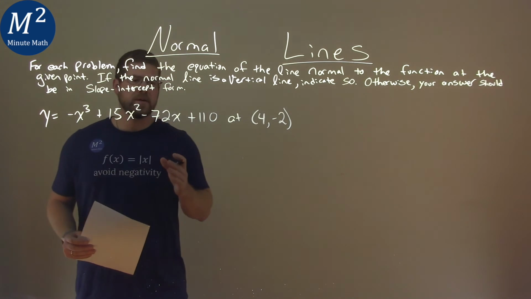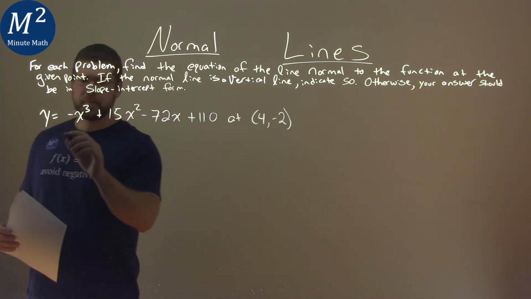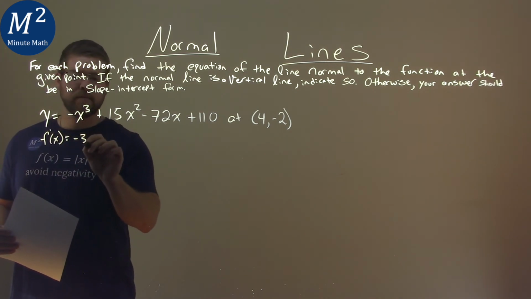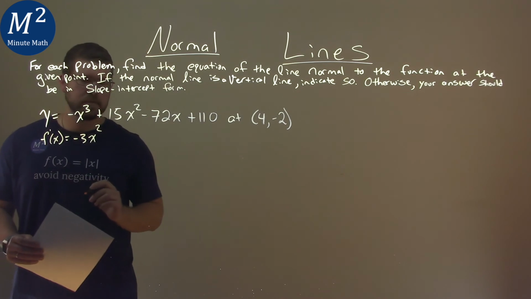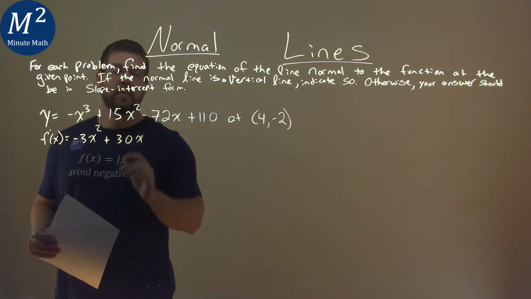Well, first thing here is I want to find the derivative of our function. It involves a lot of power rule here. So let's go find f prime of x. Bring down our exponent. We have a negative 3x, subtract the exponent by 1, squared. Plus 15 times 2 is 30x, subtract the exponent by 1.